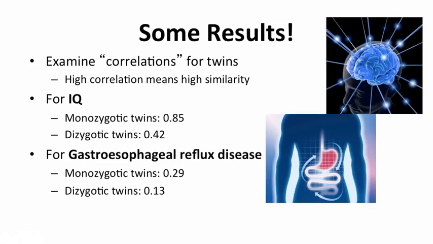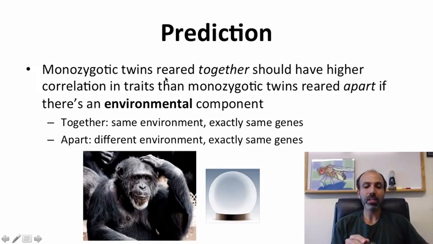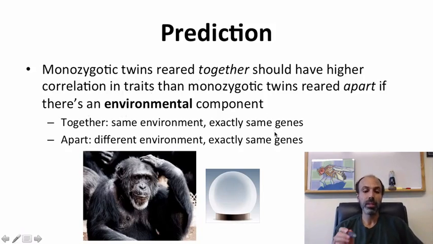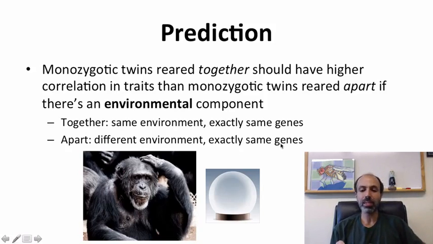Now, since this didn't prove the absence of an environmental component, how do we look at that? Well, what we can do there is keep the genetic relations constant but vary the environment. You look at monozygotic twins reared together versus monozygotic twins that were reared apart. Your prediction is that monozygotic twins reared together should have a higher correlation in these traits than monozygotic twins reared apart if there's an environmental component. The reason is those monozygotic twins reared together have exactly the same genes and the same, or very, very similar, environment. Whereas monozygotic twins reared apart have exactly the same genes, but somewhat of a different environment.